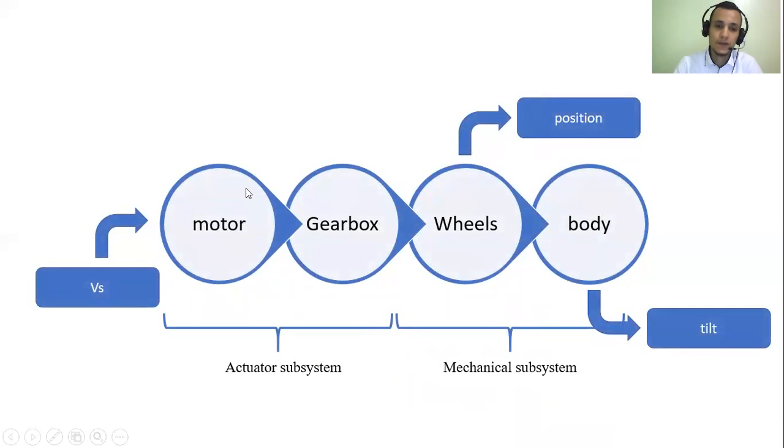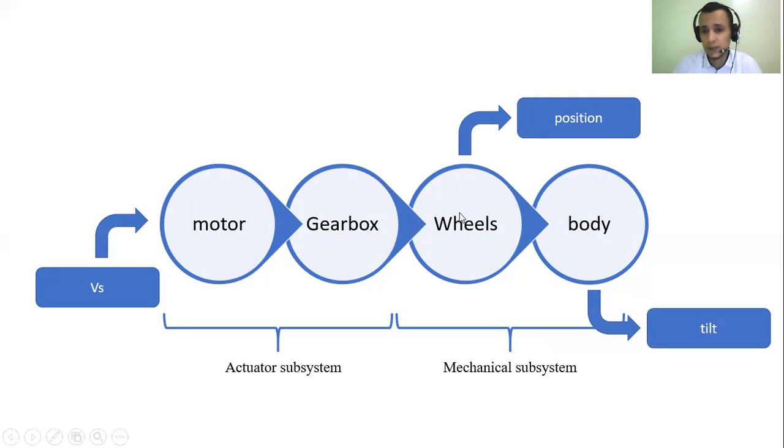All right, so the first thing we're going to start with is the motor, which has the input Vs, that is an electrical energy. The motor transforms that electrical energy into a mechanical energy, which is a rotational movement. The gearbox reduces the velocity or the speed and increases the force or the torque.